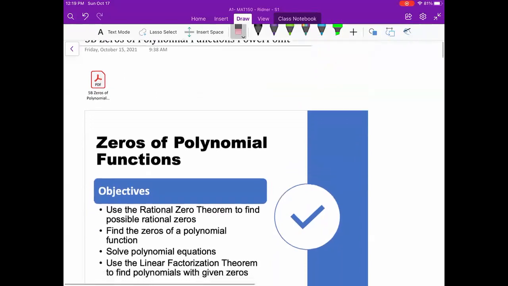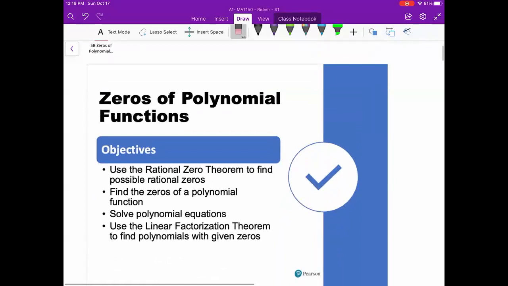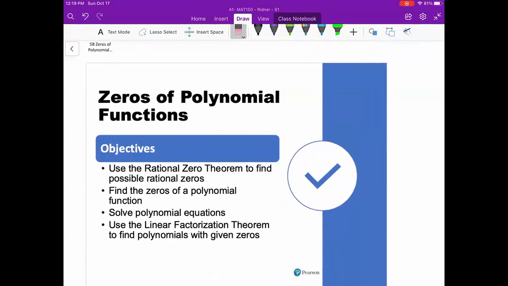All right, zeros of a polynomial function. I've had lots of issues trying to record on my iPad and it still isn't working. So here we are using Zoom as my recording device because I'm desperate to get this recorded for you guys.